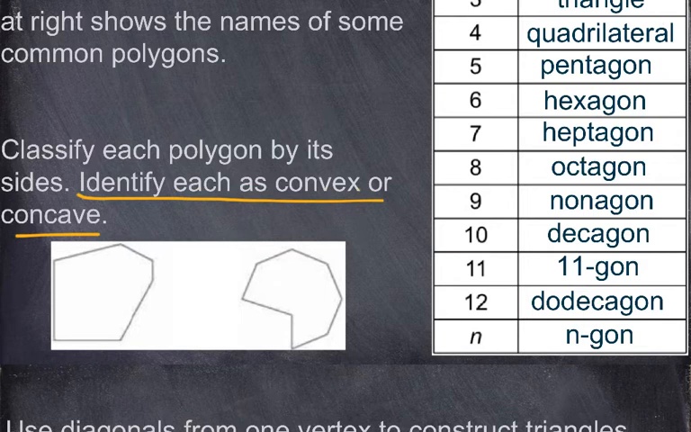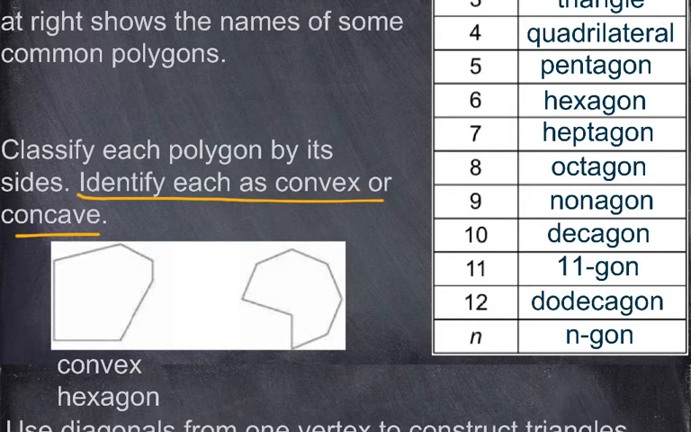We have 1, 2, 3, 4, 5, 6 sides, and it is convex. So we would call this a convex hexagon. Okay? So again, there's no segment you can create that's going to be on the outside of the polygon, and it's 6-sided, so therefore it's a convex hexagon.